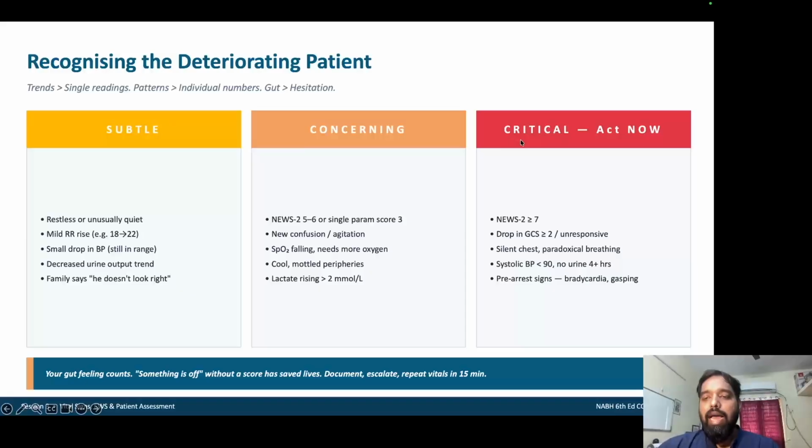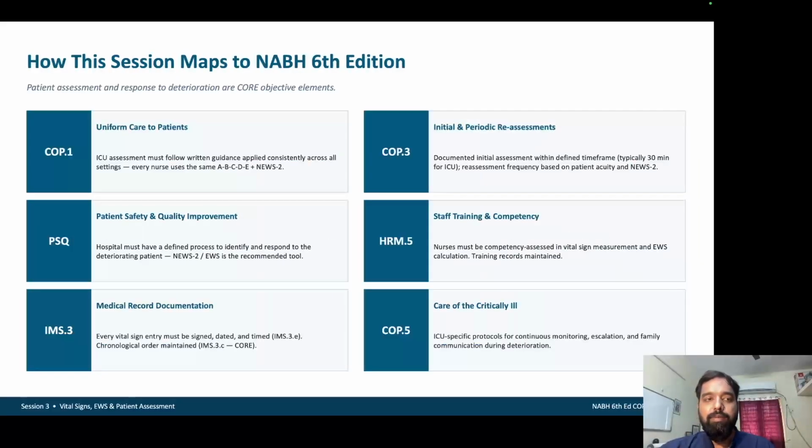In a critical, act-now case, the NEWS 2 score may be greater than or equal to 7, with a drop in GCS of greater than or equal to 2, and unresponsiveness, a silent chest, paradoxical breathing, saturation falling with a systolic BP of less than 90, and no urine for more than 4 hours, peri-arrest signs like bradycardia or a gasping state.